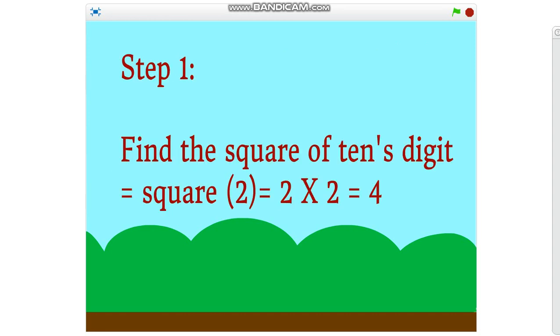There are 5 steps involved to find out the square of the number. The first step is to find out the square of the tens digit. Here in the number 23, the tens digit is 2. So the square of the tens digit is the square of 2, which is 2 times 2, which gives you the answer 4.